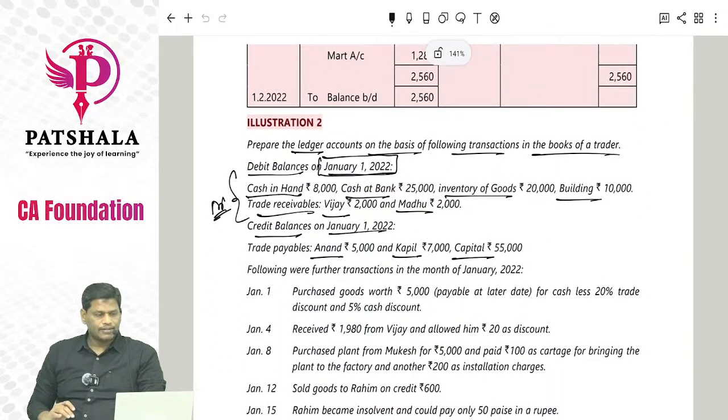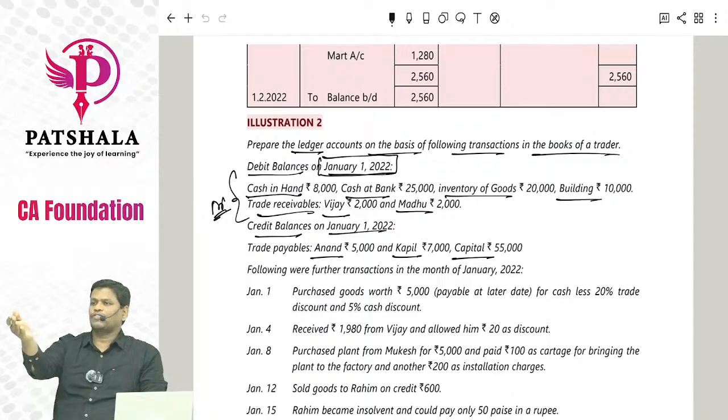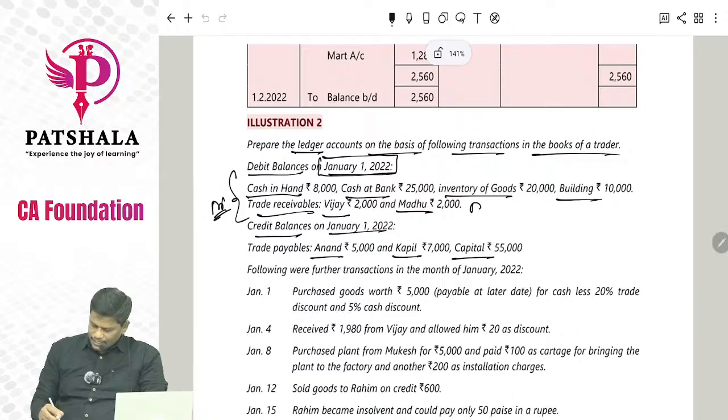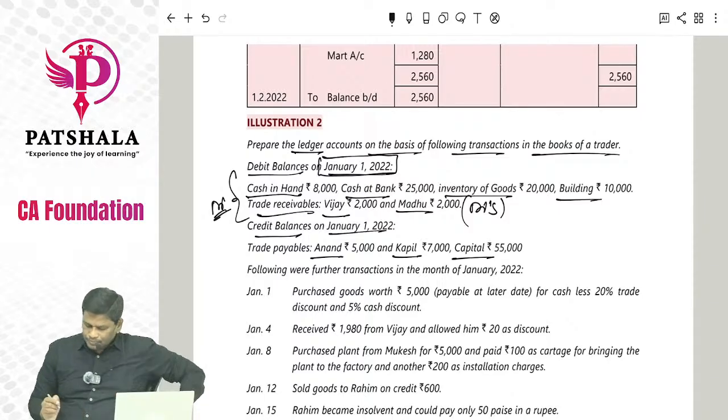Look, cash in hand, asset, real, right? Cash at bank, asset, real. Inventory, asset. Closing inventory is an asset, real. Then building, asset, real. Trade receivables, what we have to get from customers, it is the debtors account. Trade receivables and debtors are the same. Vijay, Madhu: what is their nature? Personal. Okay? Next. Credit balances, trade payable, personal.